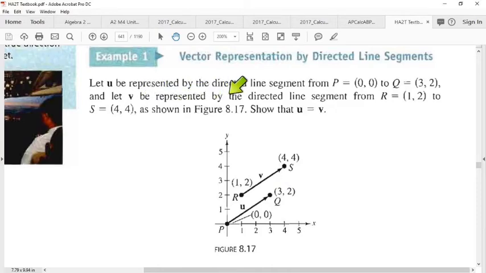Let V be represented by the directed line segment from R (1, 2) to S (4, 4), which is right there, as shown in the figure. Show that U equals V. So we're trying to show that these two vectors equal each other.